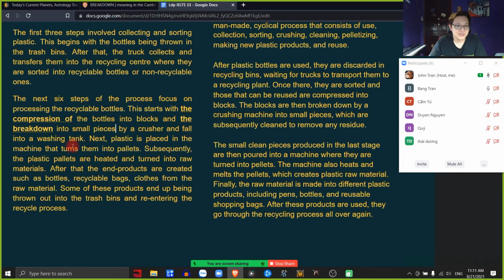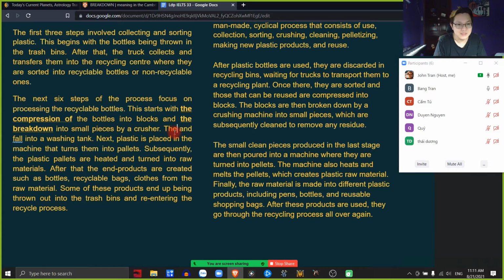and fall into the washing tank. We have to change this one as well. Smaller pieces by a crusher. Basically, you mentioned "and" here already, so you should not have another "and" here. Because we can't do a whole sentence there, so let's write a new sentence. Cứ viết thành câu mới đi. Yes.